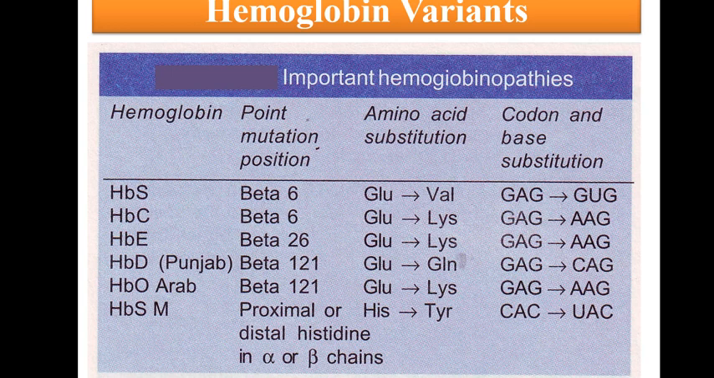In the beta chain at the 121 position, glutamic acid is replaced by glutamine, and it results in the HbD variety of hemoglobin. Then glutamate present in the 121 position replaced by lysine is called the HbO variety of hemoglobin. And in HbM, the proximal or distal histidine is replaced by tyrosine, which cannot form a functional hemoglobin. So hemoglobin variants result in decreased function of hemoglobin, which results in a variety of diseases as well.